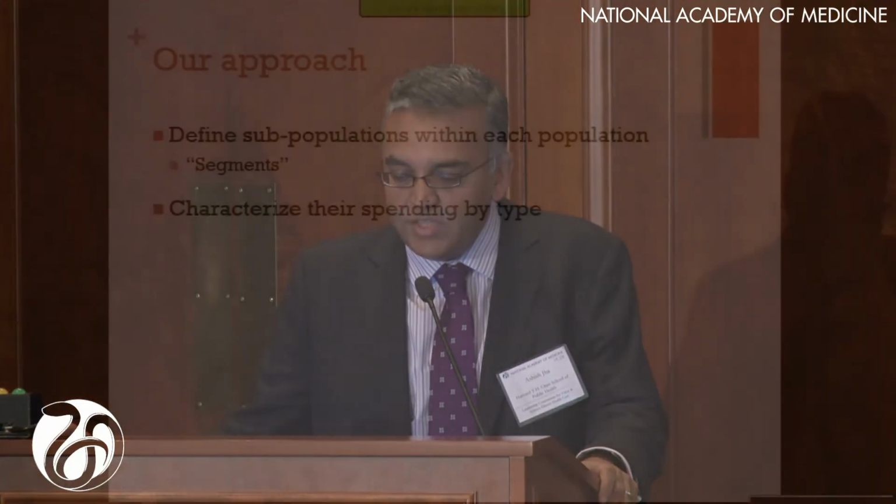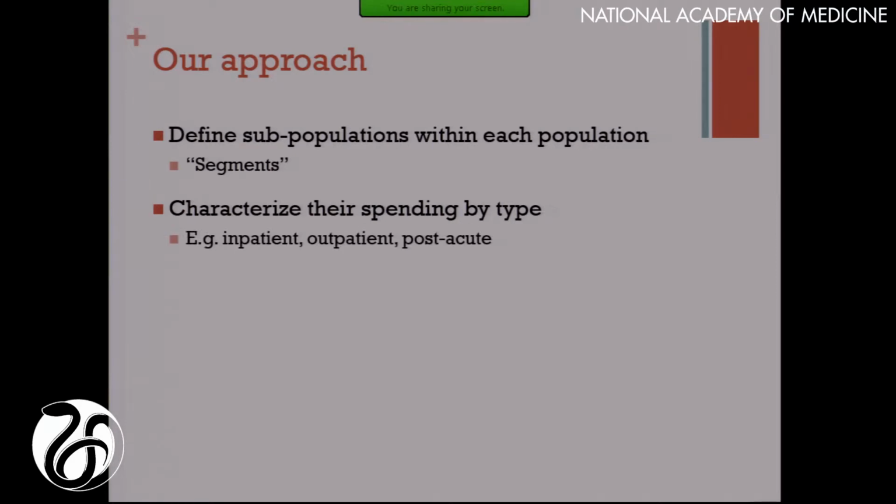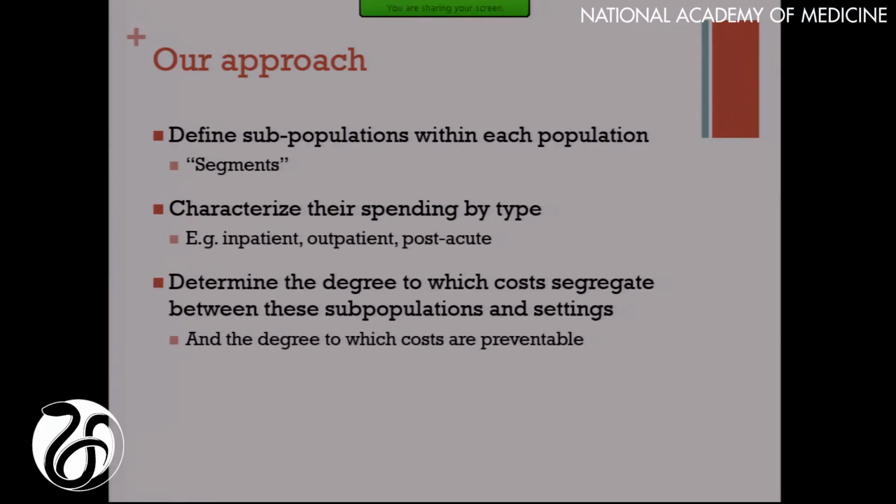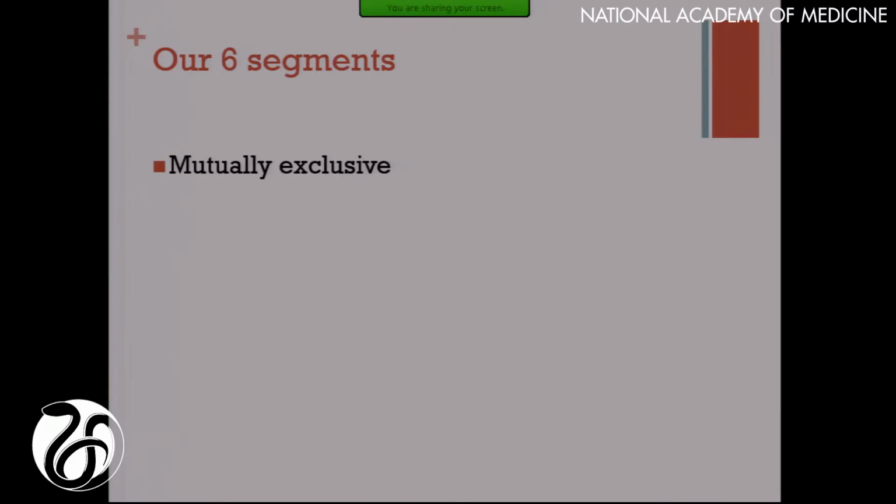We basically try to define subpopulations, these segments. We try to characterize their spending by type. And in the interest of catching us up a little bit, let me go through our 6 segments. So the principles were they had to be mutually exclusive. You could not end up in more than one segment. We wanted to take the entire Medicare population and bucket them into 6 groups. So they had to be mutually exclusive.